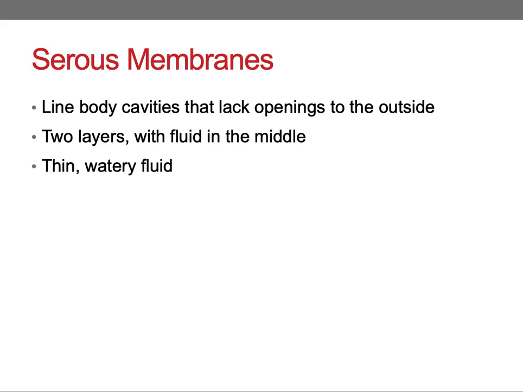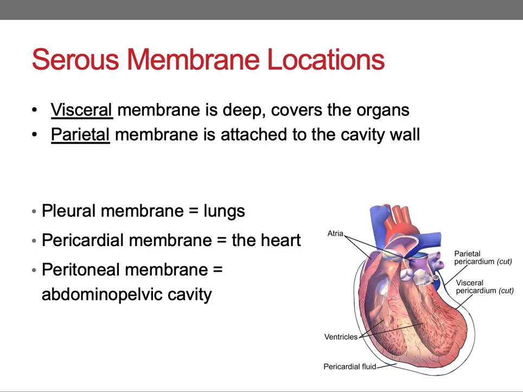Serous membranes are a little bit more complex, not a lot, just a little, in that there are two layers with fluid in the middle. This fluid is thin and watery, and its purpose is to prevent friction in areas that move a lot. So when we look at some of the locations of the serous membranes at the bottom of this slide, you'll see that the pleural membrane surrounds the lungs.